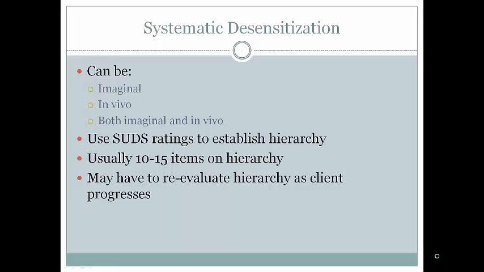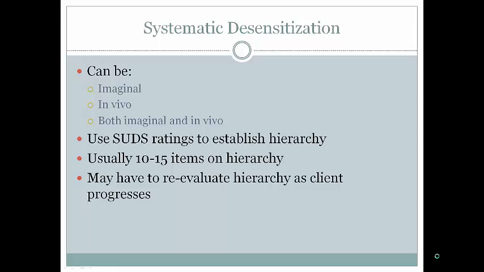You're going to use your SUDS ratings to establish a hierarchy. And you usually have about 10 to 15 items on your hierarchy. So I usually use a 1 to 10 scale, with 10 being a SUDS of 100, 1 being a SUDS of 10. And then you work up by 10-point increments.